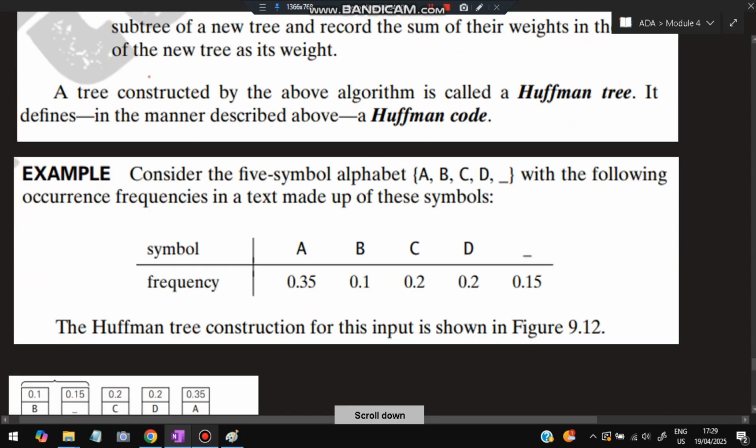Okay, so the tree constructed using the above algorithm is called the Huffman tree, and if you do it in the described manner, the way in which it works, it will be called the Huffman code. What is the Huffman code? I will be telling you.